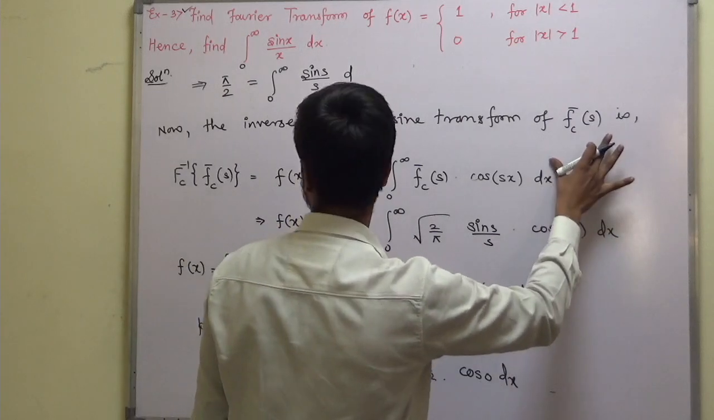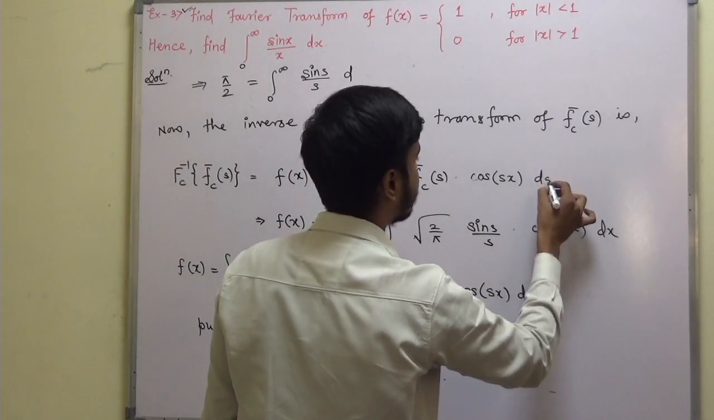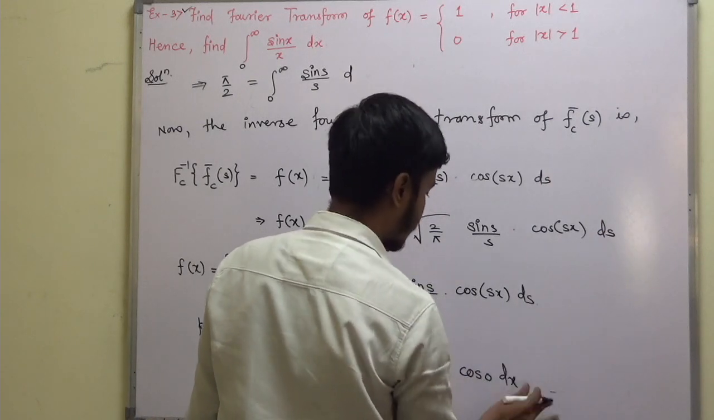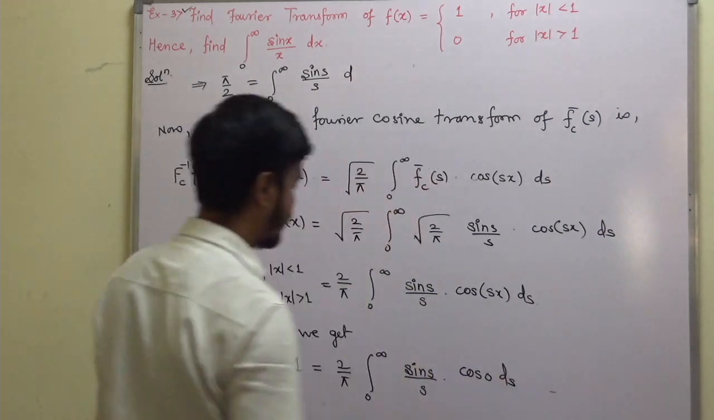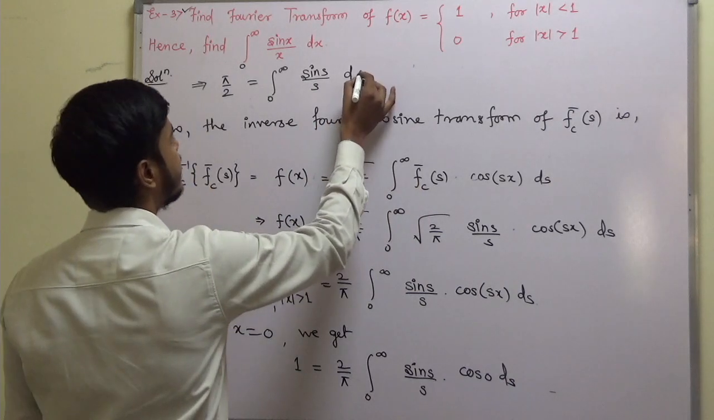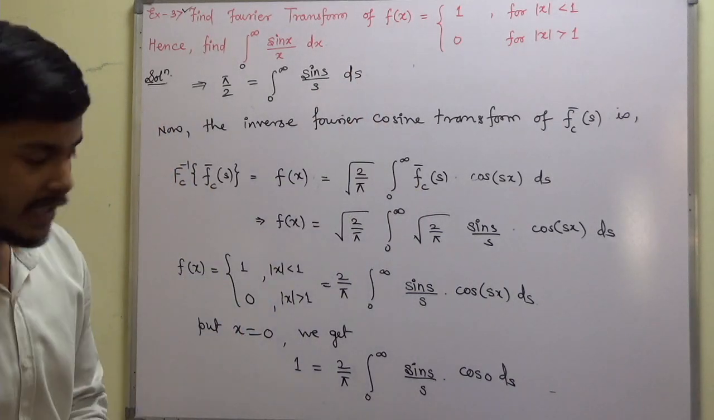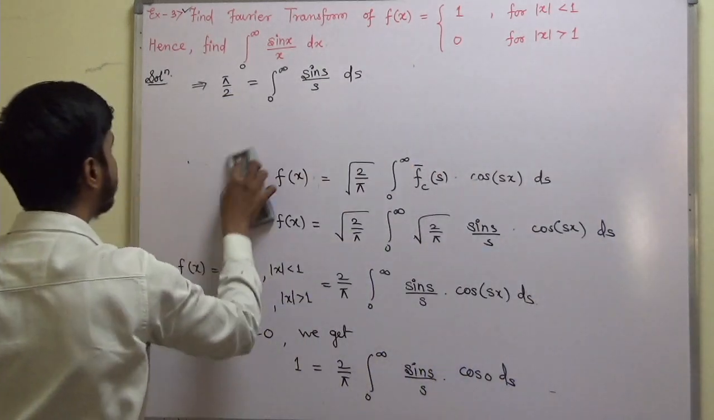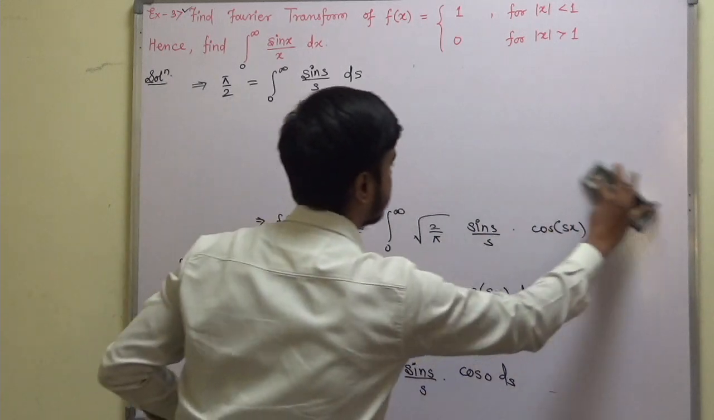Oh, so please make a correction here. In the inverse Fourier transform it should be ds, not dx. So take care of these things. ds. Now you can put s is equal to x, and why are we substituting it? Because we want this problem.